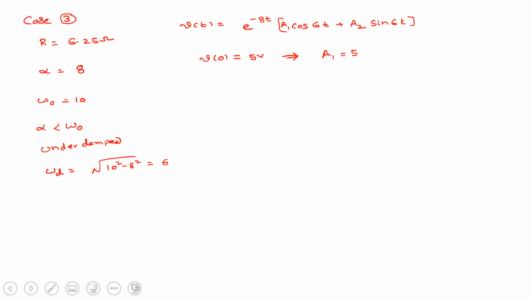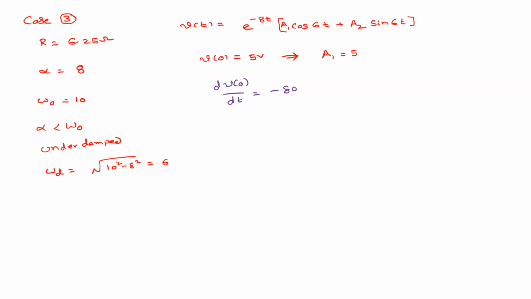So what is the next thing? We have V of 0 equal to A1 equal to 5, right? What is the next step? We need to calculate dV of 0 by dt. What is dV of 0 by dt? It is minus 1 by RC into V naught plus I naught into R. So what is its value? Minus 80. Okay.